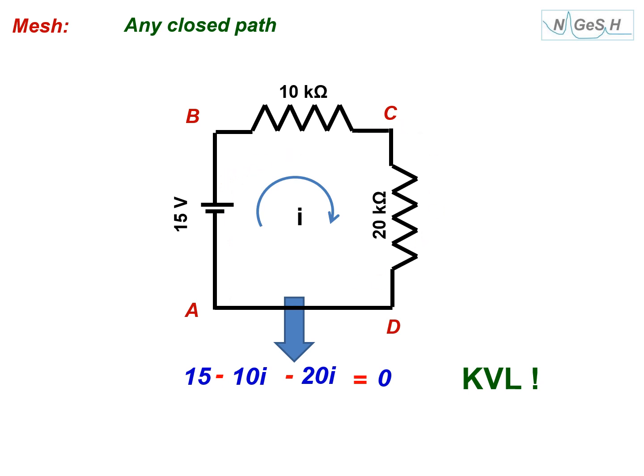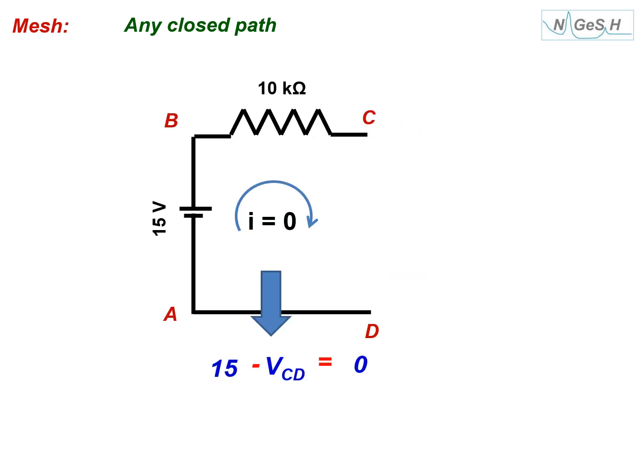Let's see here. Kirchhoff's voltage law is still applicable here. 15 minus, here there is no current, so I is 0 because it's an open circuit. There is no current, so no voltage drop here. But 15 minus VCD equals 0. That means 15 volts appears here. So Kirchhoff's law is applicable here.